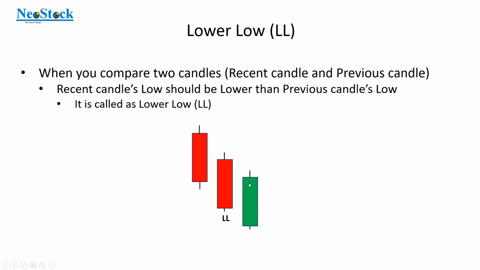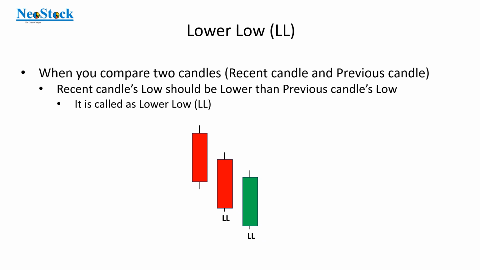When you compare this bullish candle and this bearish candle, this bullish candle is the recent candle, and this bearish candle is the previous candle. But which one are we comparing? We are comparing the lows. So the recent candle's low and previous candle's low we are comparing. When you compare, the recent candle's low is lower than the previous candle's low. So we are saying it as LL, lower low. And these four parameters are helpful in identifying the trends.